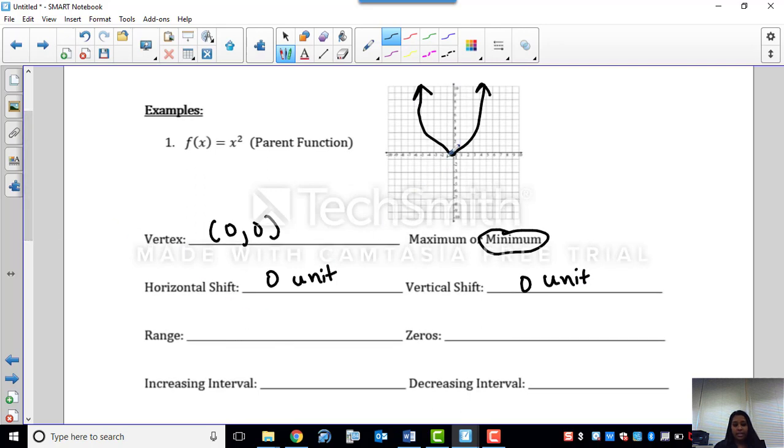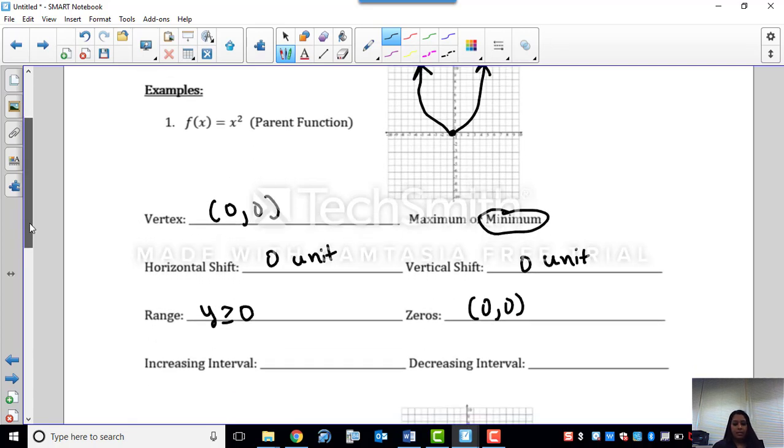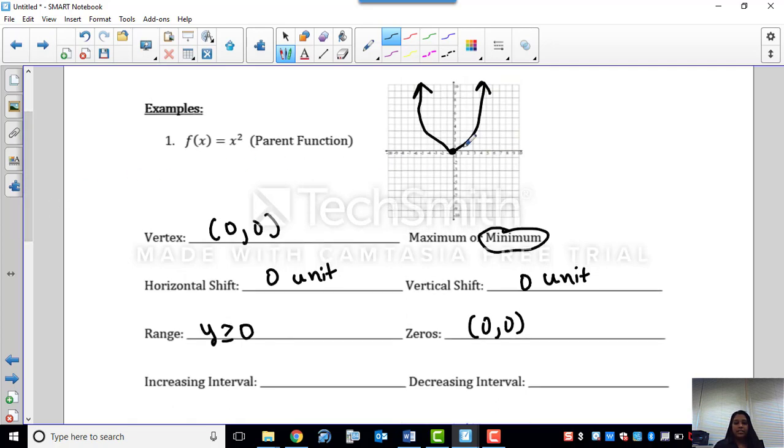The range here starts at 0 and goes up, so we can say the range, which is on the y-axis, is greater than or equal to 0. The zeros of the function, in other words the x-intercepts: it only has one x-intercept, touching the x-axis at (0, 0). The parent function is kind of boring. Where is the function increasing? It's increasing from x equals 0 to positive infinity, and it's decreasing from negative infinity to 0.